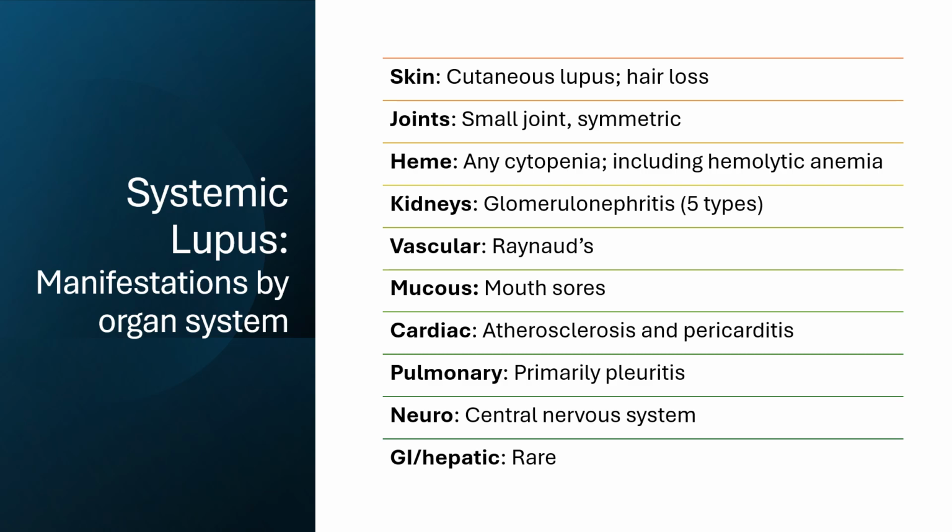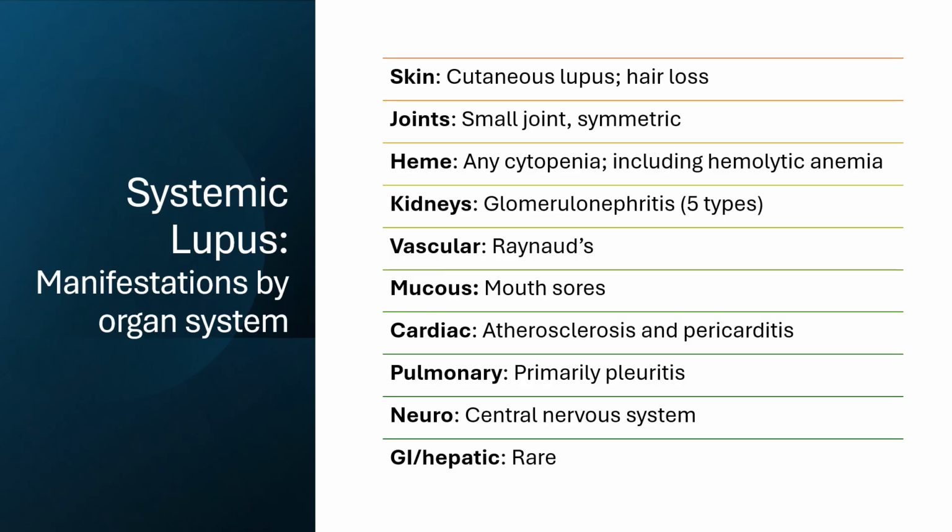Now, can you get other manifestations in the lungs? For instance, can you get interstitial lung disease? Can you get diffuse alveolar hemorrhage? Well, the answer again is yes, you can, but those are very uncommon forms of lupus. If you see interstitial lung disease, you're going to think about Sjogren's or scleroderma or myositis much before you think about lupus.